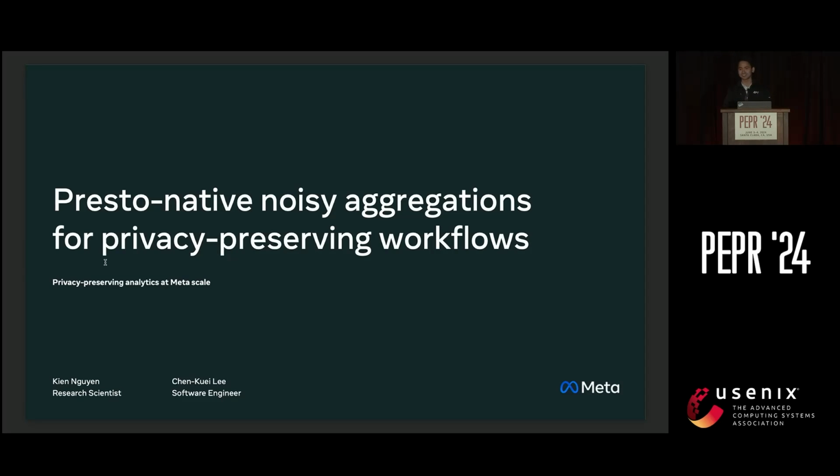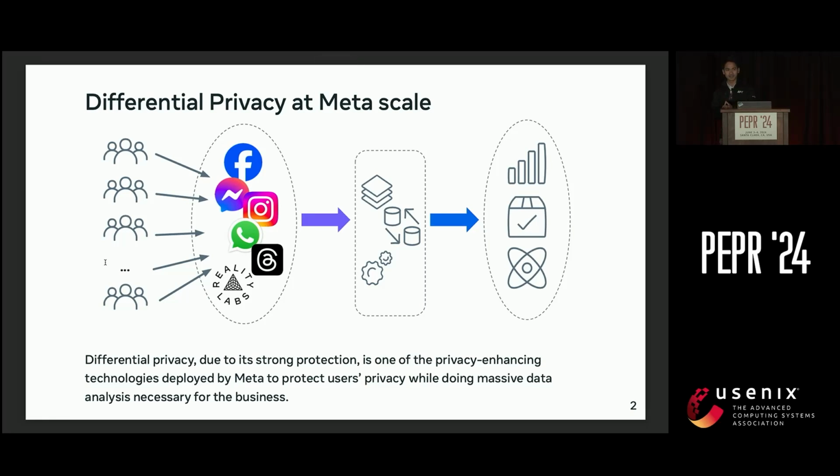I am a research scientist at Meta, and today I will talk about Presto-Native noisy aggregations for privacy-preserving workflows. As you know, at Meta we have billions of users using all kinds of different products, and because of that, there are tons of different data analysis workflows running constantly for all kinds of business needs. Differential privacy, because of its strong privacy protections, is one of the very important privacy-enhancing technologies deployed by Meta to help us protect user privacy while doing massive data analysis for all kinds of business needs.